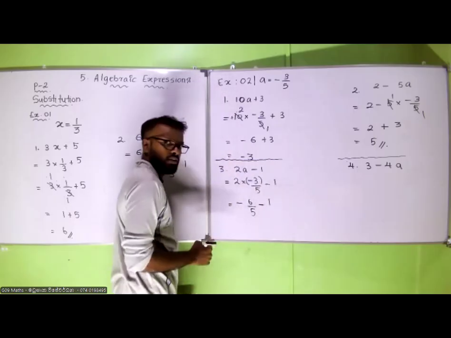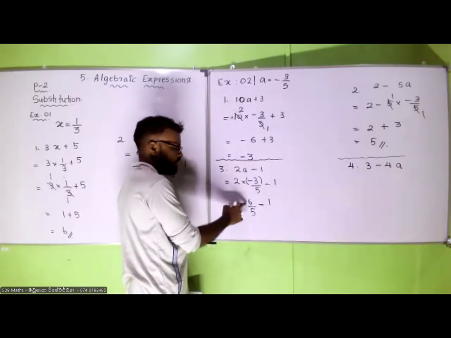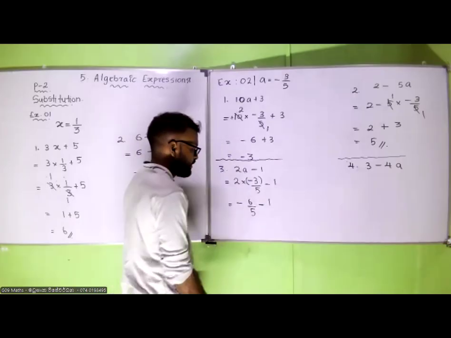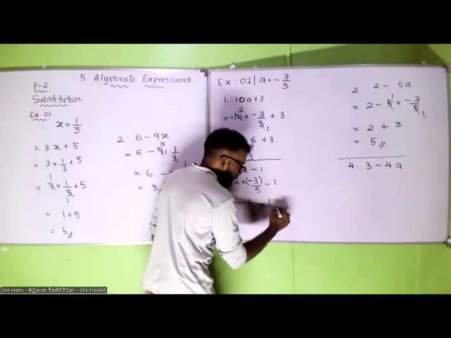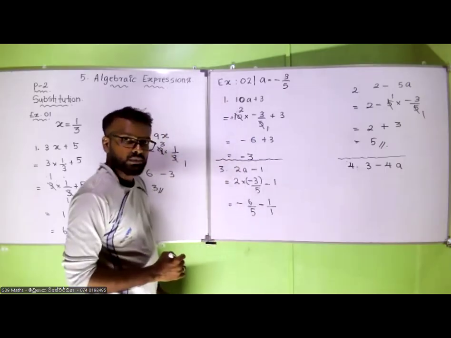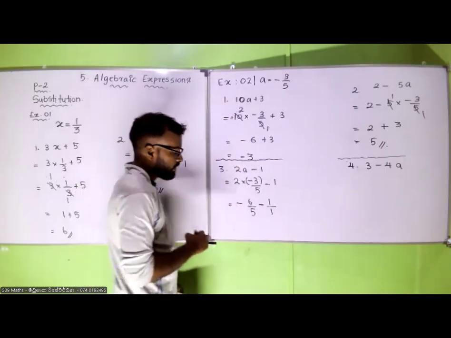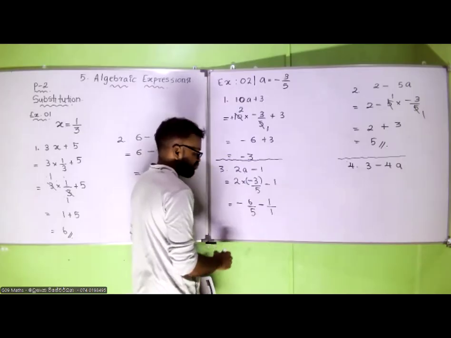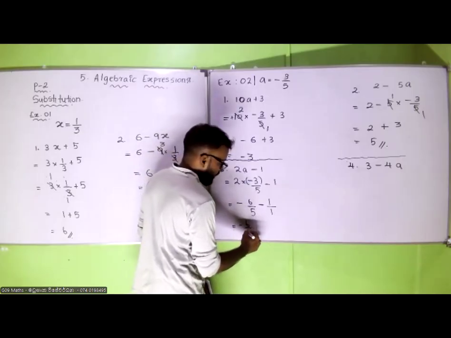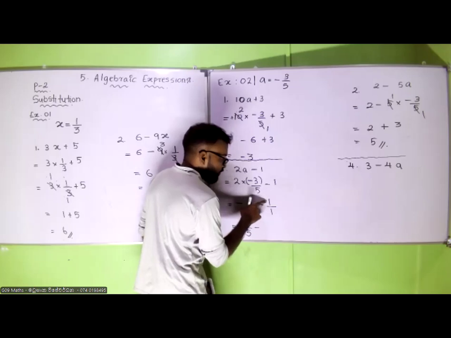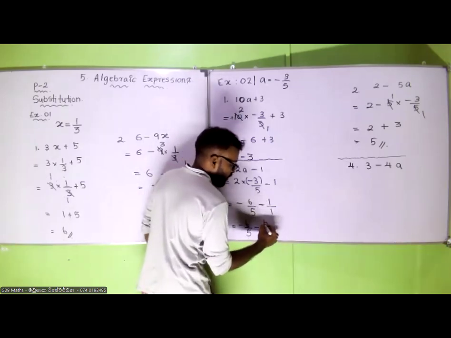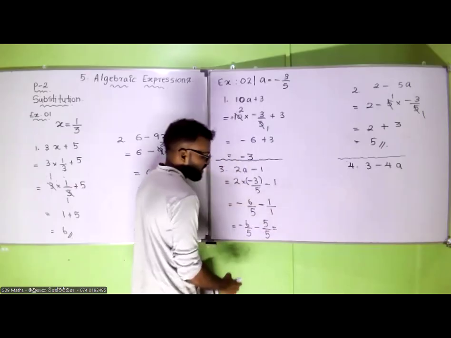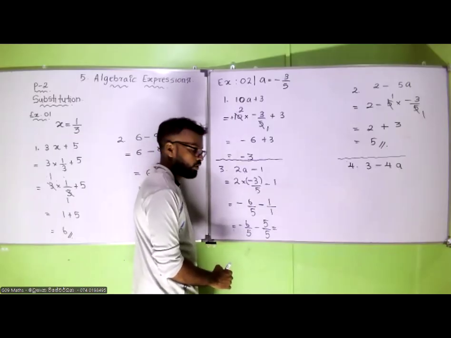What is this? A fraction, and this is a whole number. You know how to simplify the fractions, right? So here you have 1, and the denominator, this is 1. If you want to make the denominators equal, what are you going to do? You are going to multiply this one by 5, this one by 5, so that you have 1 times 5, 5, 1 times 5, 5. That is equal denominators.